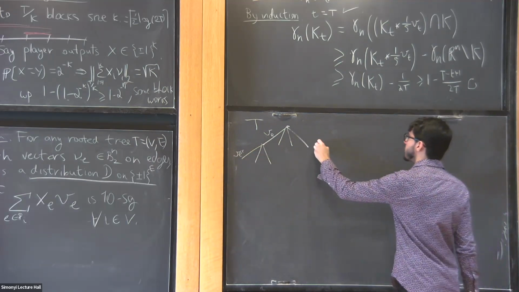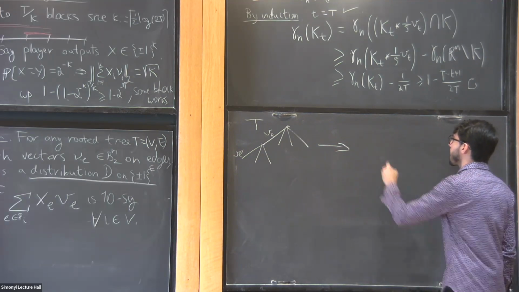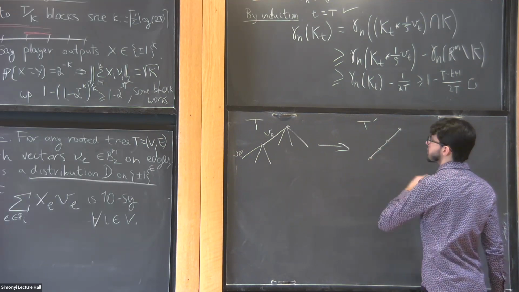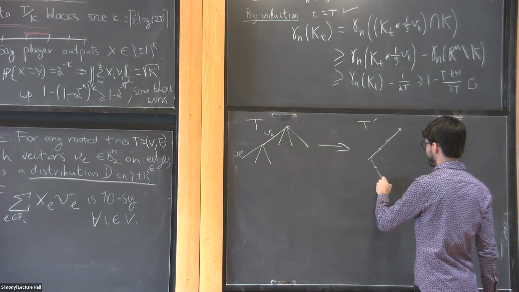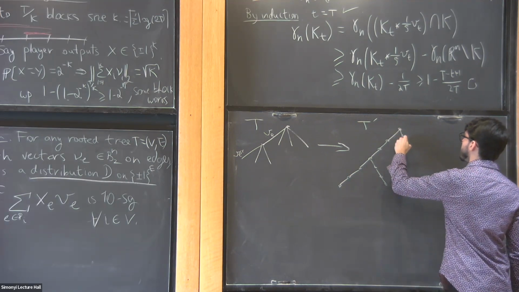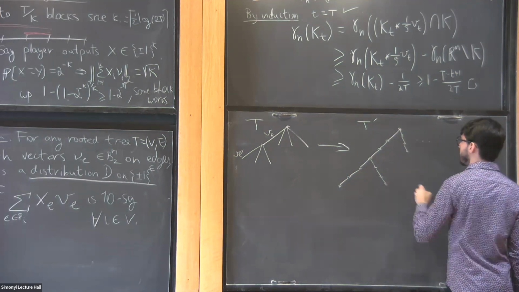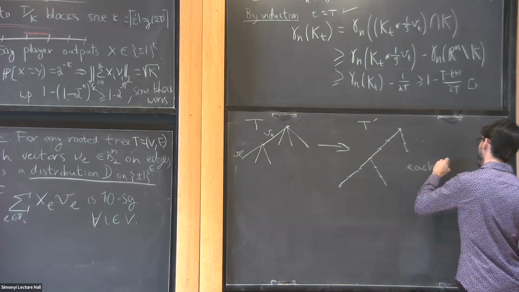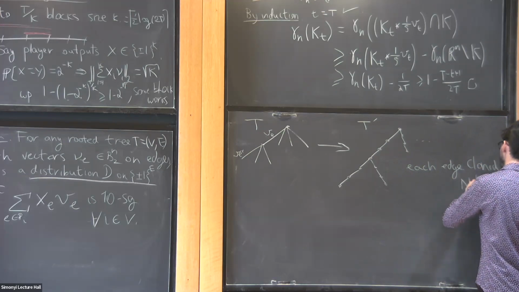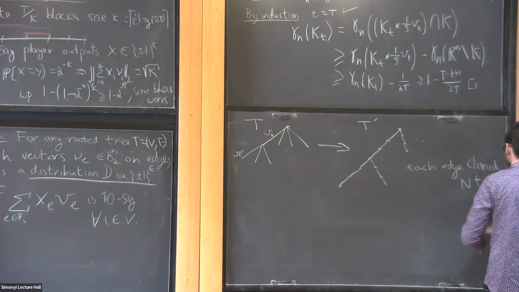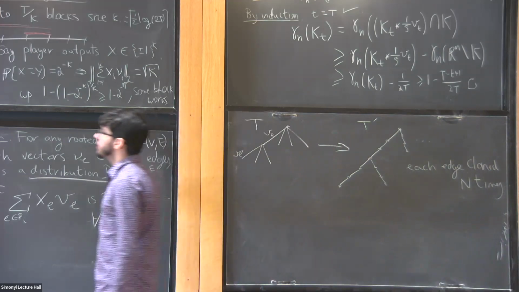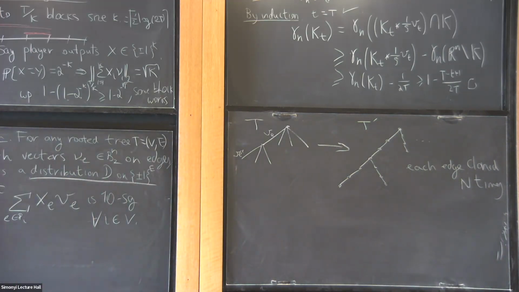And then the point is that I will actually make a larger tree where every edge is actually divided into several edges, and so on. So each edge is cloned n times. And then I will try to find a signing for this larger tree using this claim.